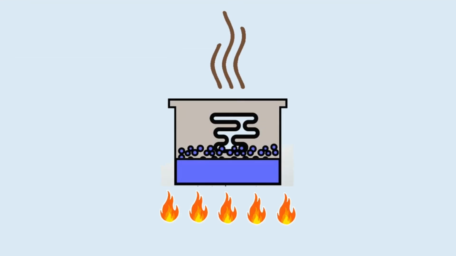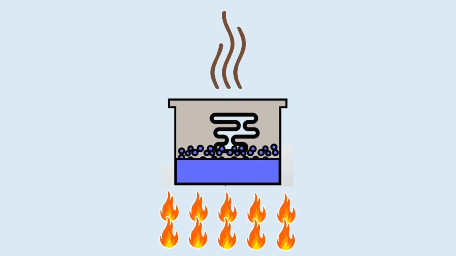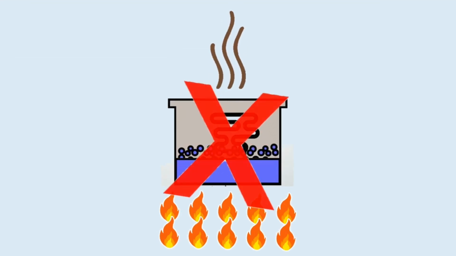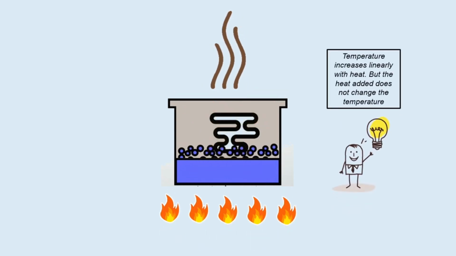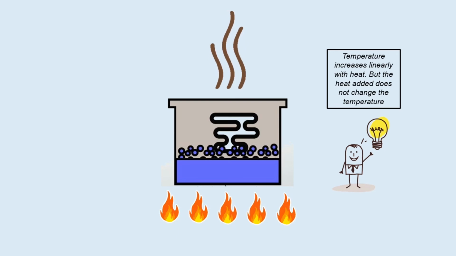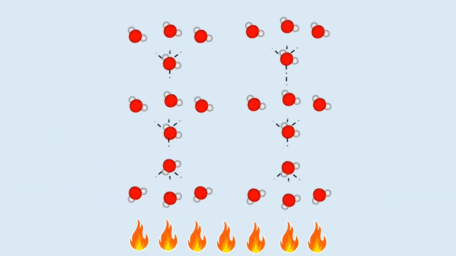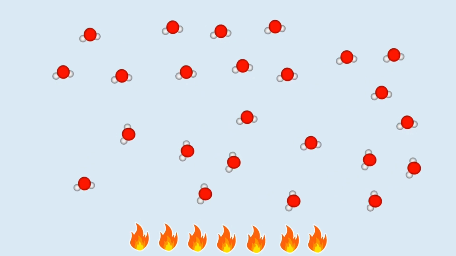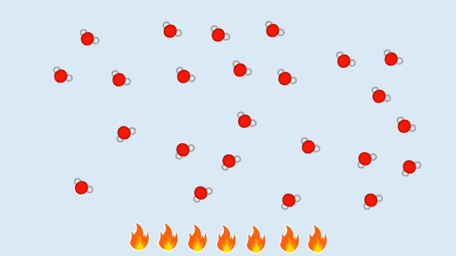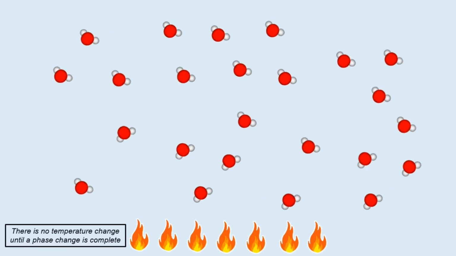You might have thought that adding more heat increases the temperature. Well, you are wrong about that. Temperature increases linearly with heat, but during a phase change the heat added does not change the temperature. That heat energy is used to break intermolecular bonds, or the hydrogen bonds in water. There is no temperature change because there is no change in the kinetic energy of the particles in the material. The energy released comes from the potential energy stored in the bonds between the particles. It is quite a long story, right?